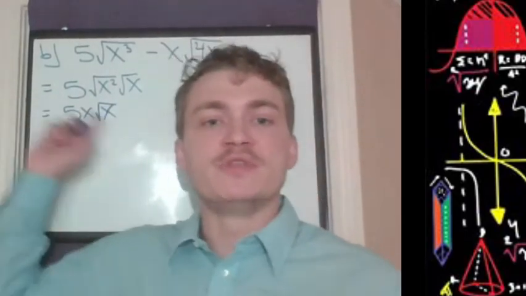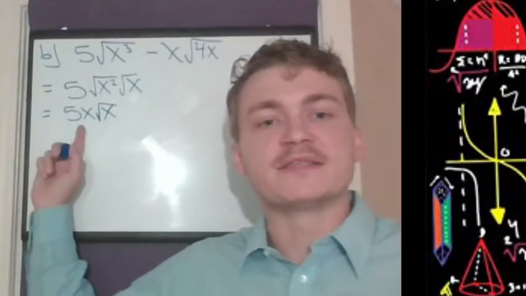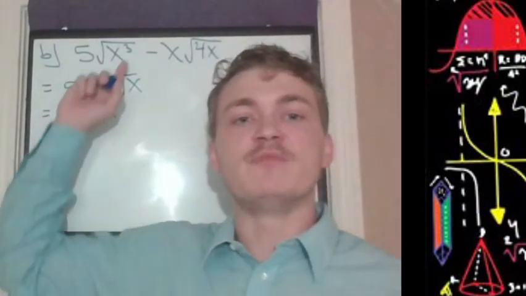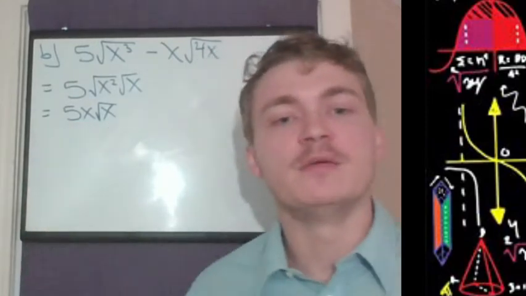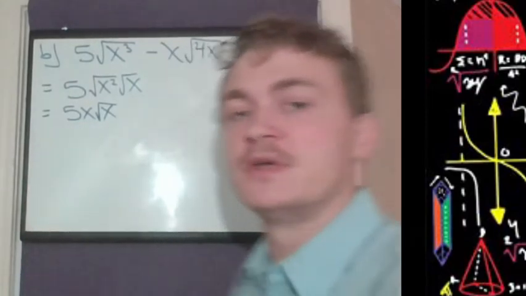So how many square roots of x do we have here? We have 5x, square roots of x. So 5 multiply the square root of x cubed is 5 multiply x, multiply the square root of x. Subtract.